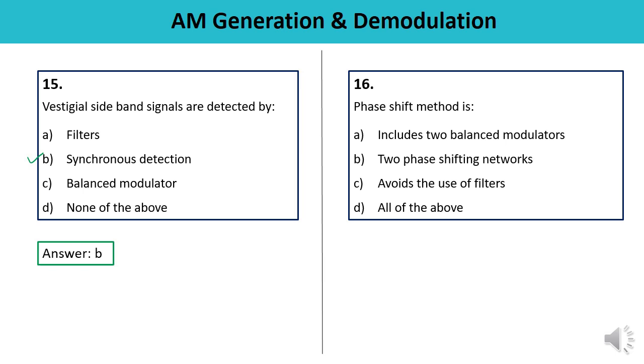Question number 16. Phase shift method is. Options include two balance modulators, two phase shifting networks, avoids the use of filters, and all of the above. So phase shift method is one of the methods used for the generation of SSB-SC signal, and this particular method includes two balance modulators, two phase shifting networks, and it avoids the use of filters. It means A and B and C. So both the balance modulators produce sideband at the output, means the phase shift method is including all of the above. D is the correct answer.